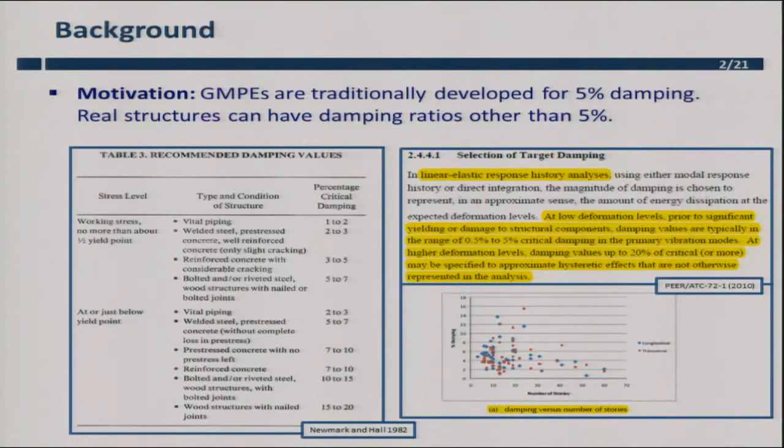So what was our motivation? GMPEs are typically developed for a 5% damping ratio, but real structures can have damping ratios other than 5%. And in this slide, I'm just showing you two examples that are suggesting the different damping ratios for different types of structures and different ground motion levels. On the left-hand side, you see the table from the classic work of Newmark and Hall in 1982. And on the right-hand side, you see a much more recent study that suggests that perhaps for tall structures, damping ratio can be a function of the number of stories. In any case, you can see that damping ratio can change from as low as 5% to as high as 20%, or in some cases, even much higher than 20%.